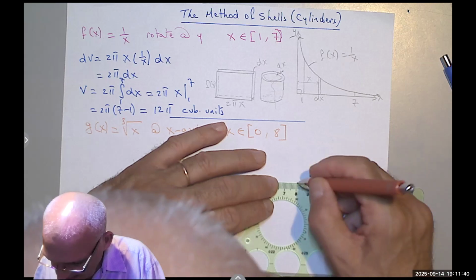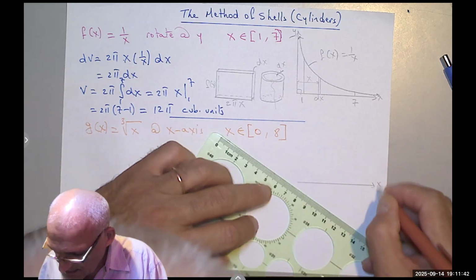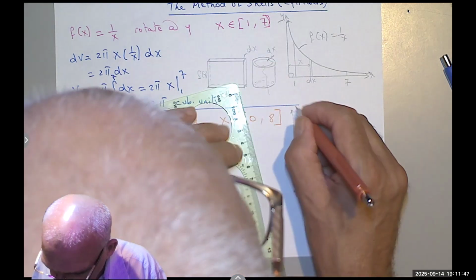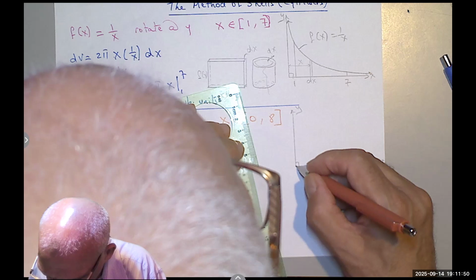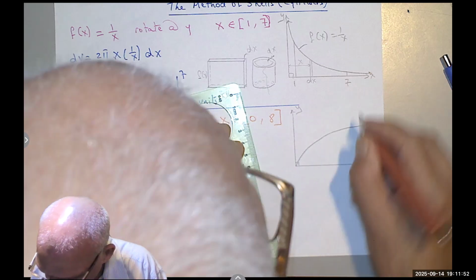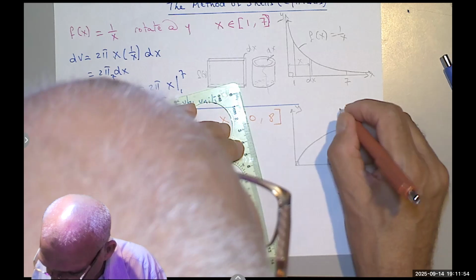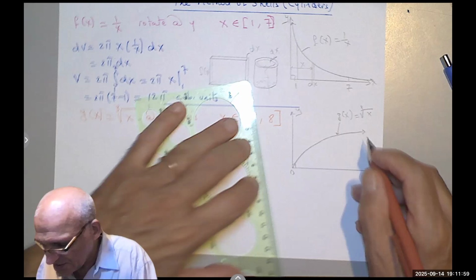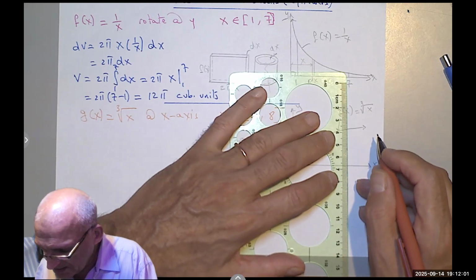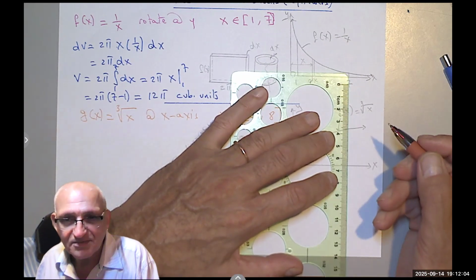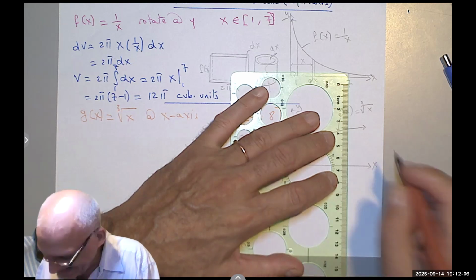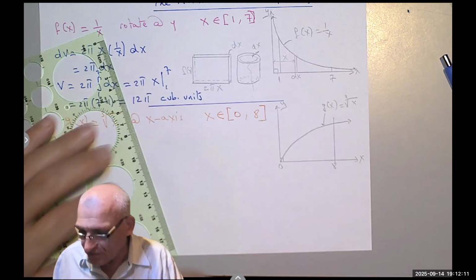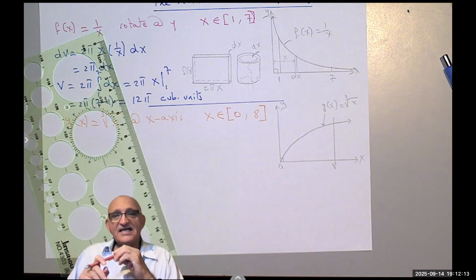So here is my x, here is my y, and here is my function, g of x equals cube root of x. Here is the 0. I made it 0 so it's easier because I don't need to subtract the lower limit, okay? Here is the piece that I want to rotate about the x-axis.